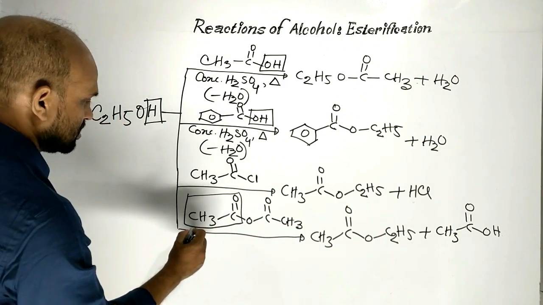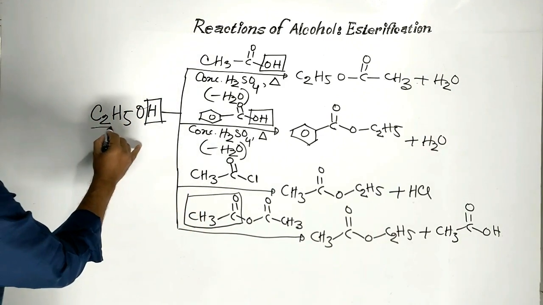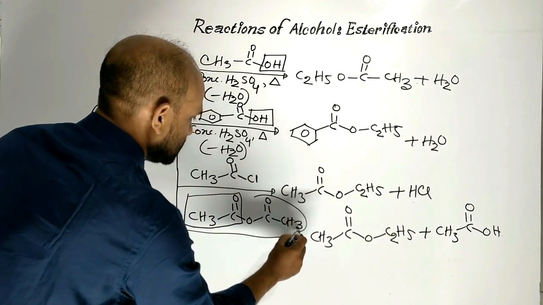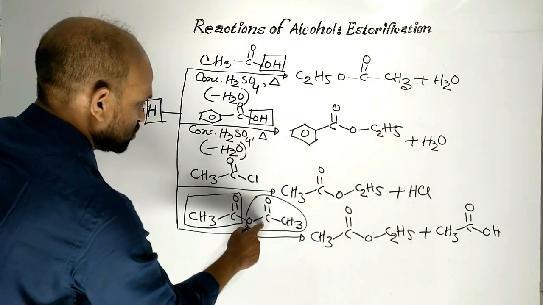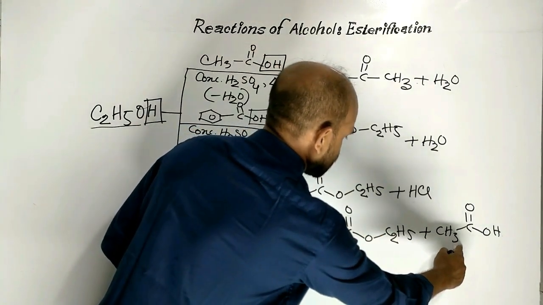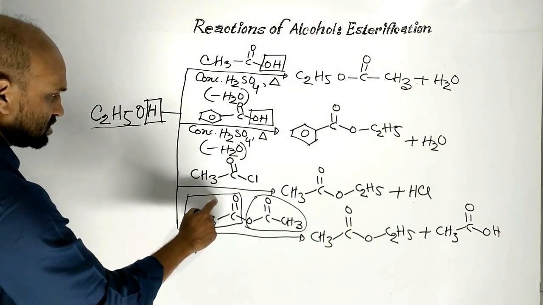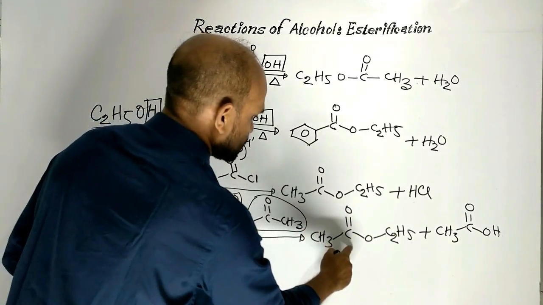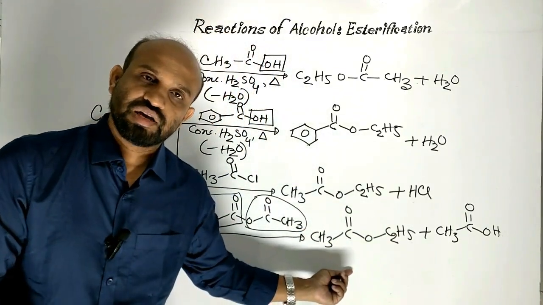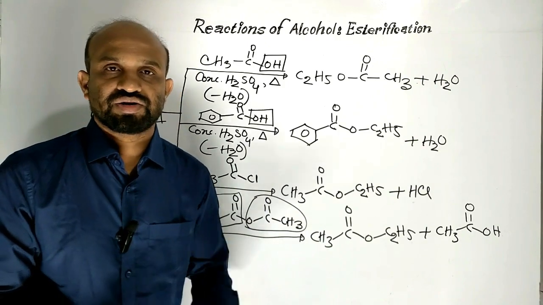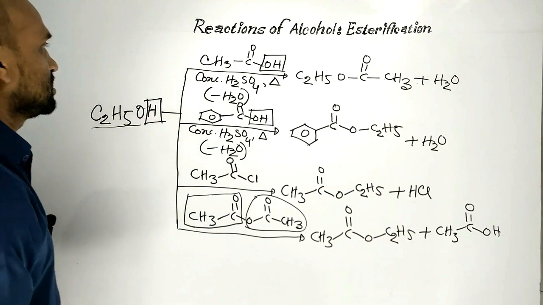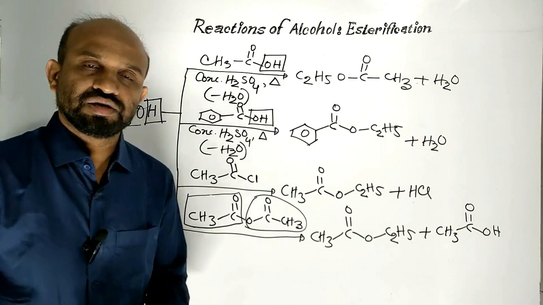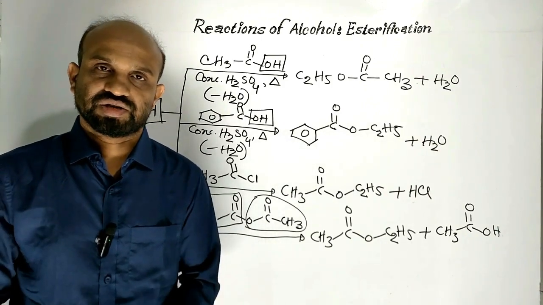This part combines with ethoxide group, and hydrogen combines with this group. This group converts to acetic acid, and this part combining with ethoxide converts to ester, ethyl ethanoate. These are the reactions by which esters can be formed. Now let us see mechanism of the esterification.